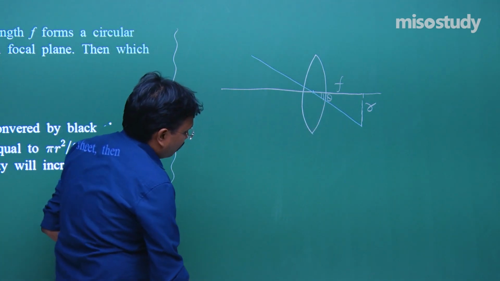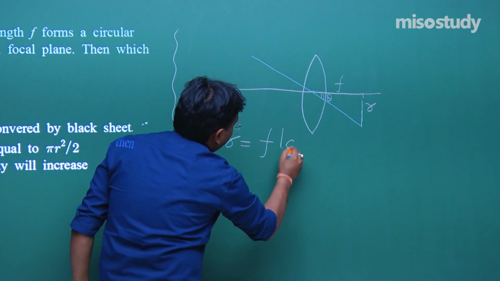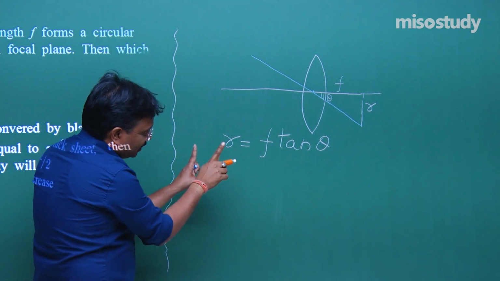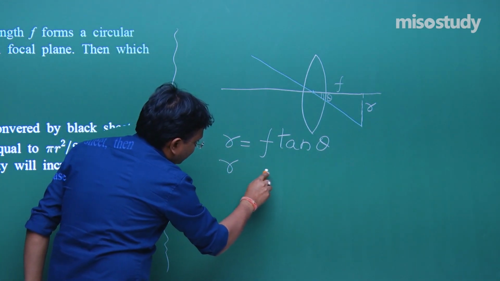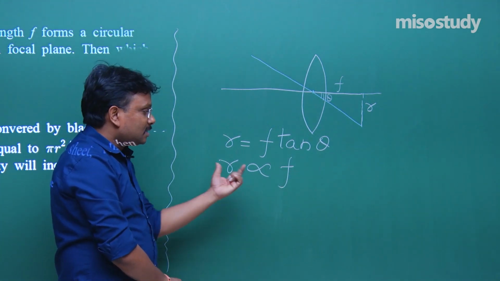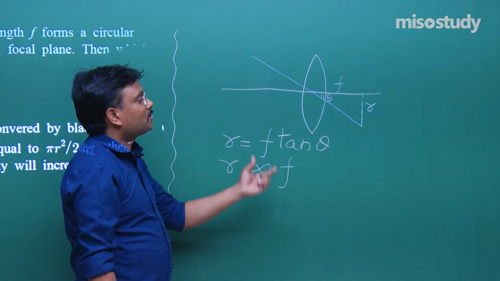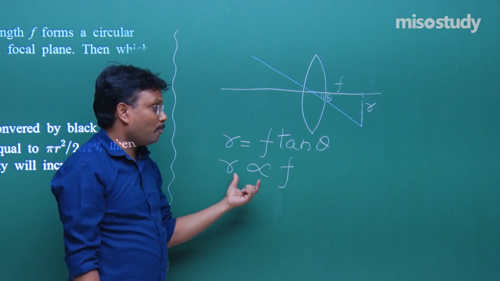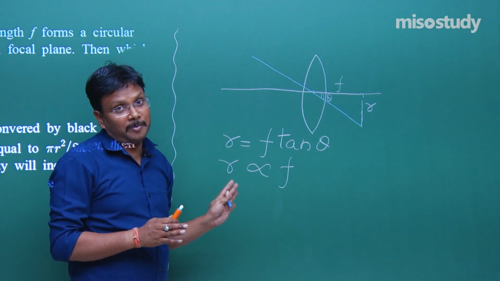Now just take a look from here: r is equal to f tan theta. I am directly writing the equation. One thing is clear from this relation, that r is directly proportional to f. Just yesterday it was the NEET entrance exam, and one question was directly based upon this formula. No calculation was even required, only this concept which I am explaining to you.